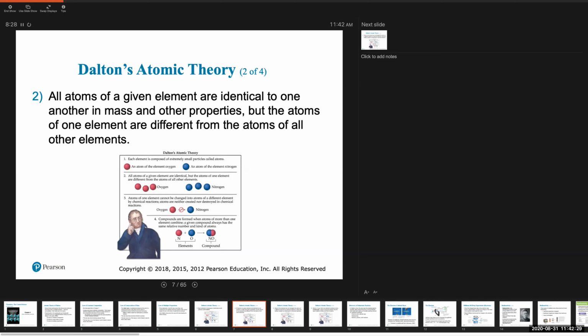So all that means is every carbon atom, for instance, is the same. So if you have a carbon atom, it's going to have the same mass as the other carbon atoms, and it's going to have the same properties as the other carbon atoms. But carbon is different than oxygen, or different than nitrogen. So different atoms have different properties, different masses. But if it is carbon or oxygen or whatever, all the atoms of that element will have the same mass and the same properties.